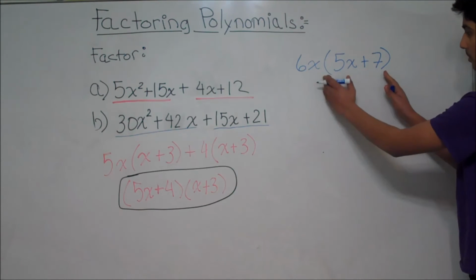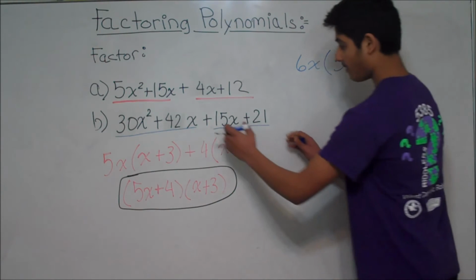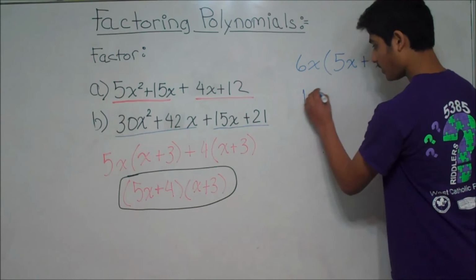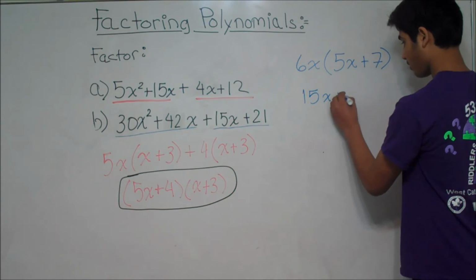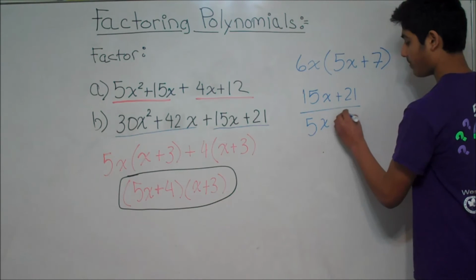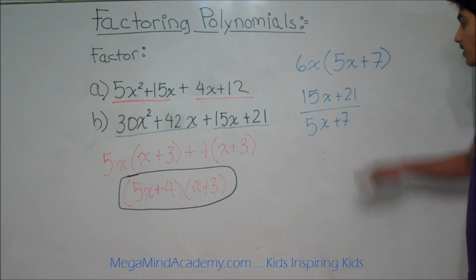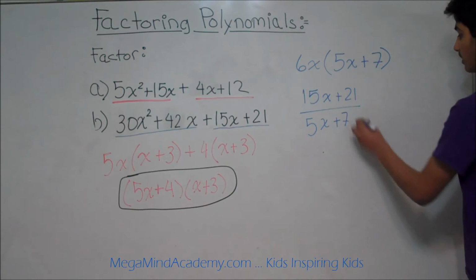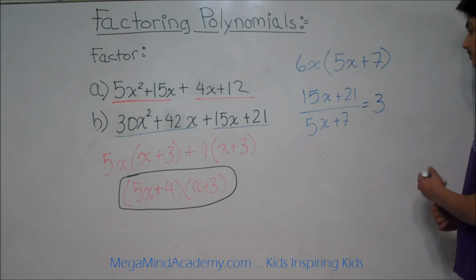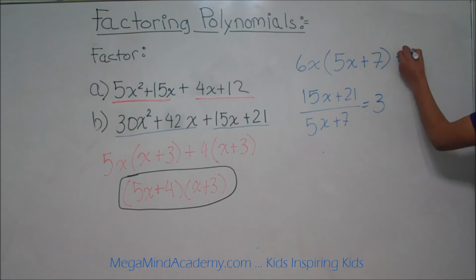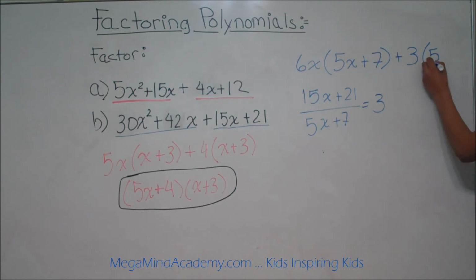Now we have to get the same expression in the parentheses by factoring the last two terms. So 15x plus 21 divided by 5x plus 7. We know that 5x goes into 15x 3 times, and 7 also goes into 21 3 times. So this is equal to 3. Because 3 is positive, we add a plus. So plus 3 times, in parentheses, 5x plus 7.